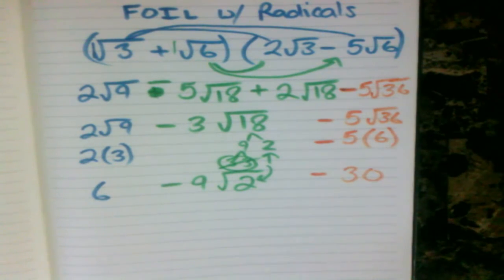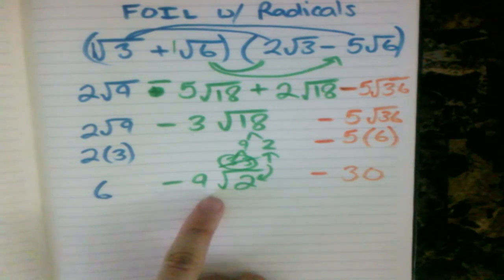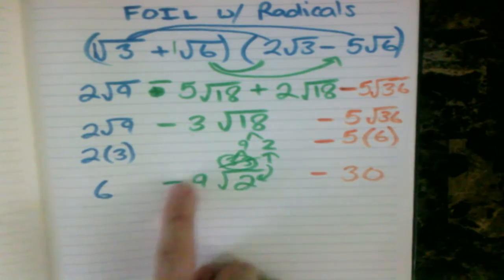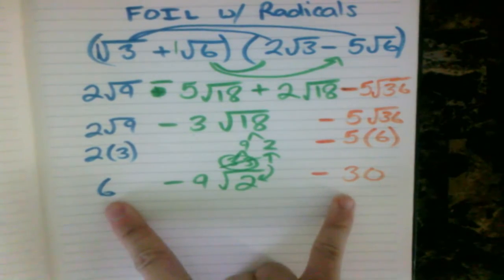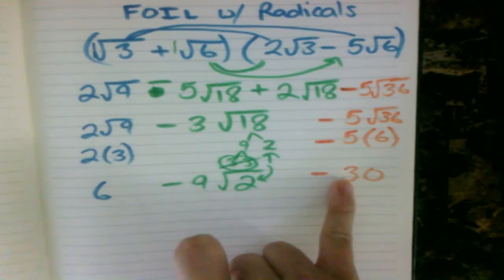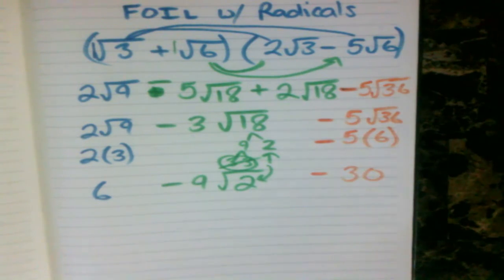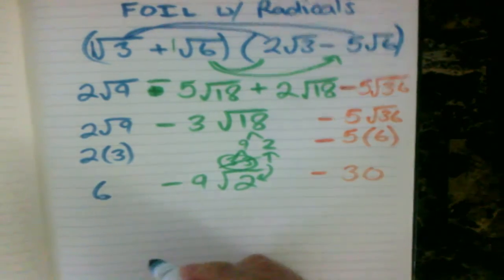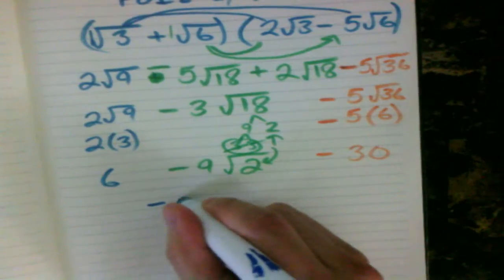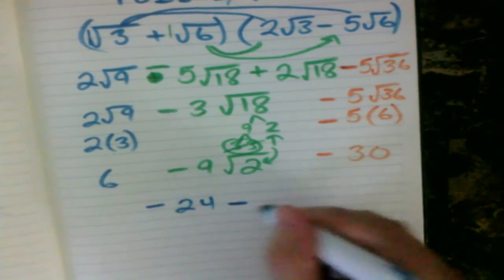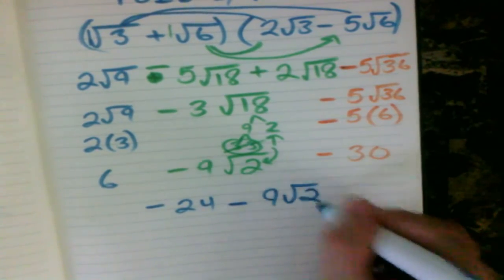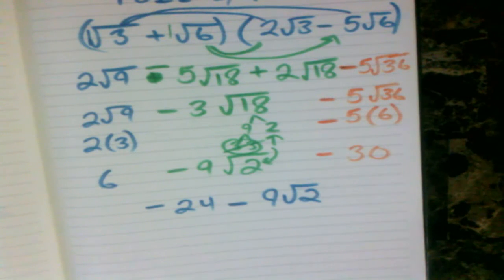Okay? Now, do you see any like terms here? Obviously, this is the only one with a radical, but these two are just numbers. What is 6 minus 30? Hopefully you'll remember, or hopefully you'll be able to calculate. 6 minus 30 is a negative 24 minus 9 root 2. And you would call it quits there. That's really all you can do with this problem.